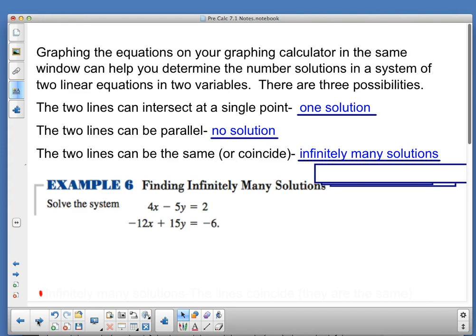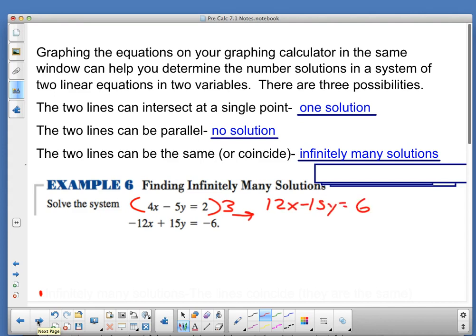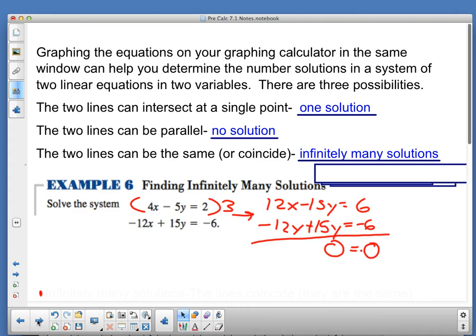Okay, but what does an infinitely many solutions case look like as we go through? Well, here, if I multiply the top by 3, I will have met the bottom. So I've got 12x minus 15y equals 6, bless you. Negative 12x plus 15y is equal to negative 6. 0 is equal to 0. Now, remember I had 0 before, but it didn't make sense because 0 equaled some other weird number, so it wasn't true. In this case, it is true. So 0 equals 0, I've got infinitely many solutions.